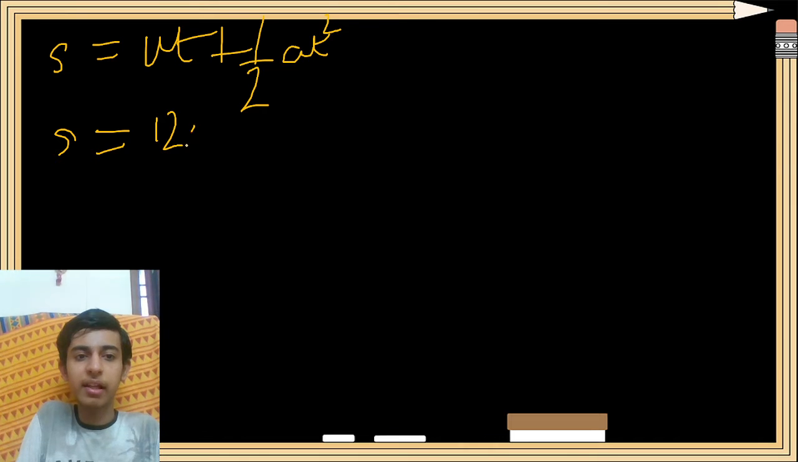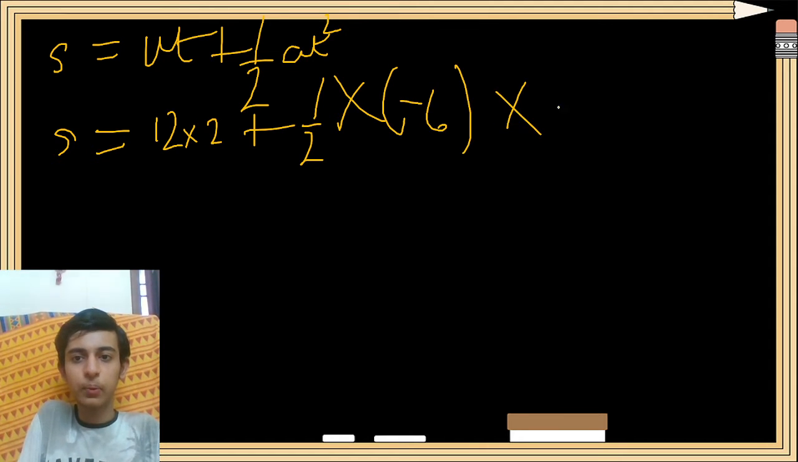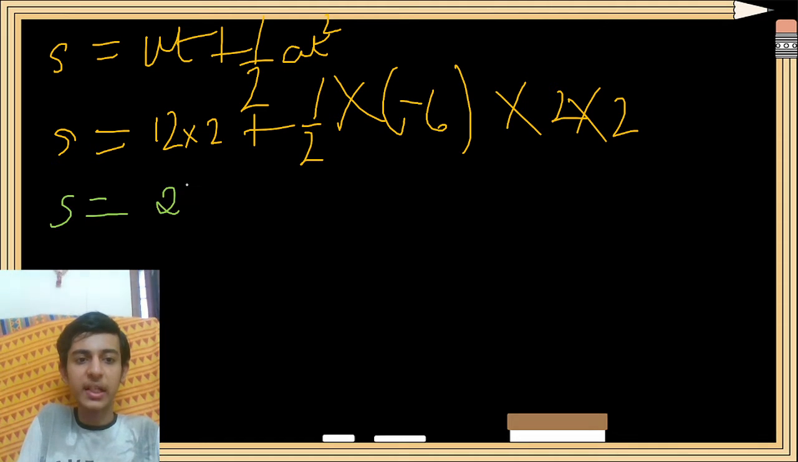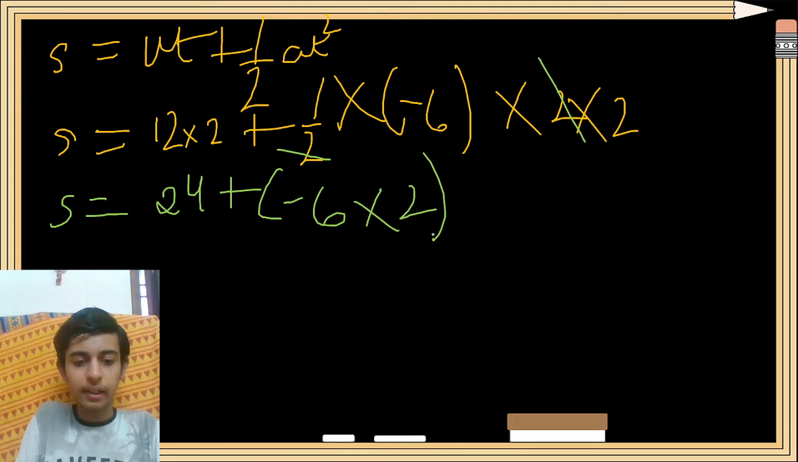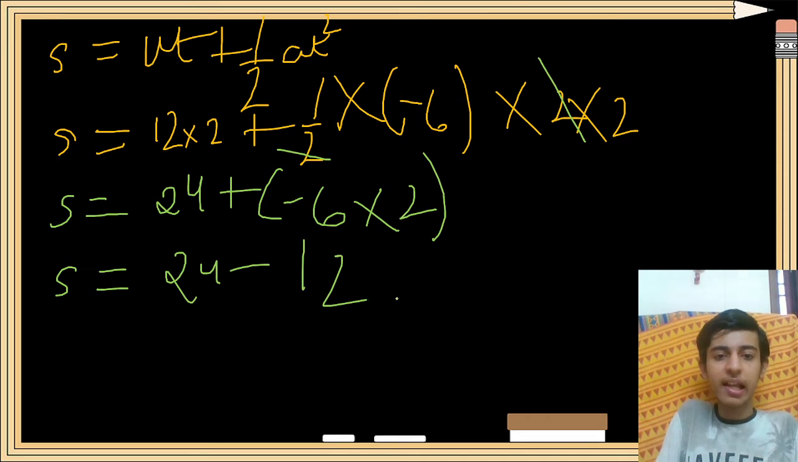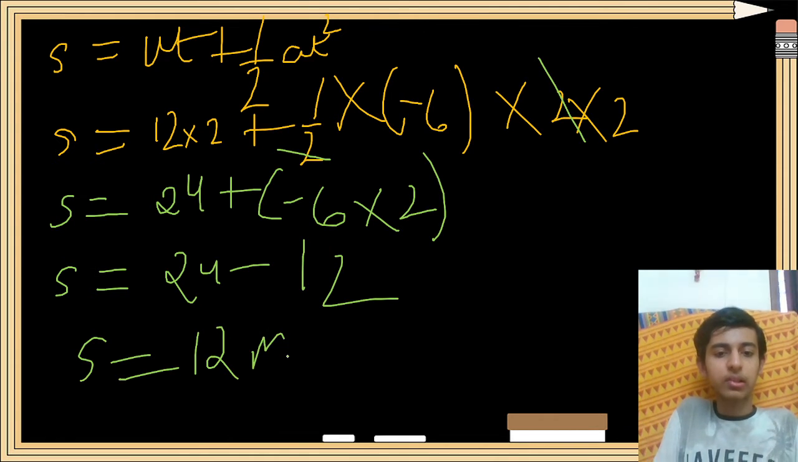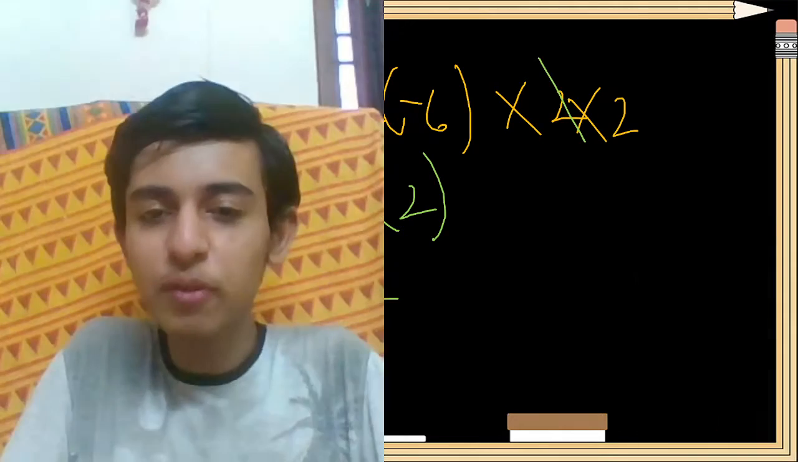S will be equal to 12 into time, which is 2, plus half into acceleration, which is given to you as minus 6, into 2 into 2, because time square is there. Now your distance will be equal to 24 plus, this 2 and 2 got cancelled, so you're left with minus 6 into 2, correct? So your distance will be equal to 24 minus 12, that will give you 12 meters. Easy peasy lemon squeezy. I hope that's clear. Let's move ahead to the next question.